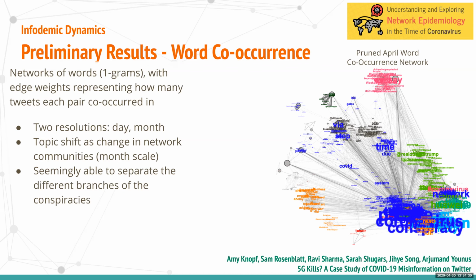So what we can see here is we created a network from these word co-occurrences in the tweets, and then we can apply different community detection methods after we pruned the network by removing words or connections that occur less than once a day on average.